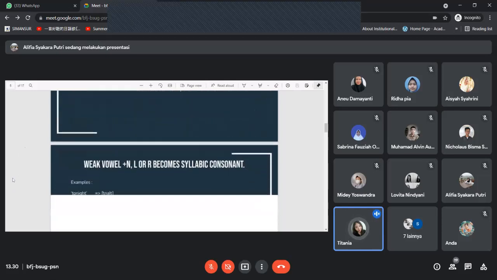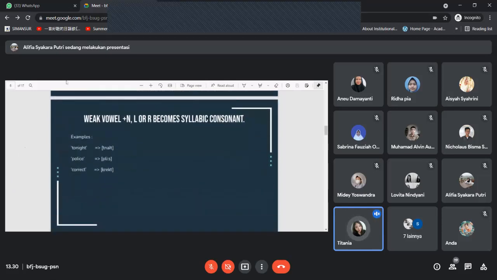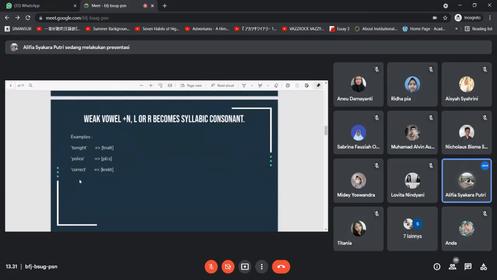Okay, the next one will be explained by my friend. Okay, this one is weak vowel plus n, l, or r become syllabic consonants. These are the examples: tonight, police, and correct.